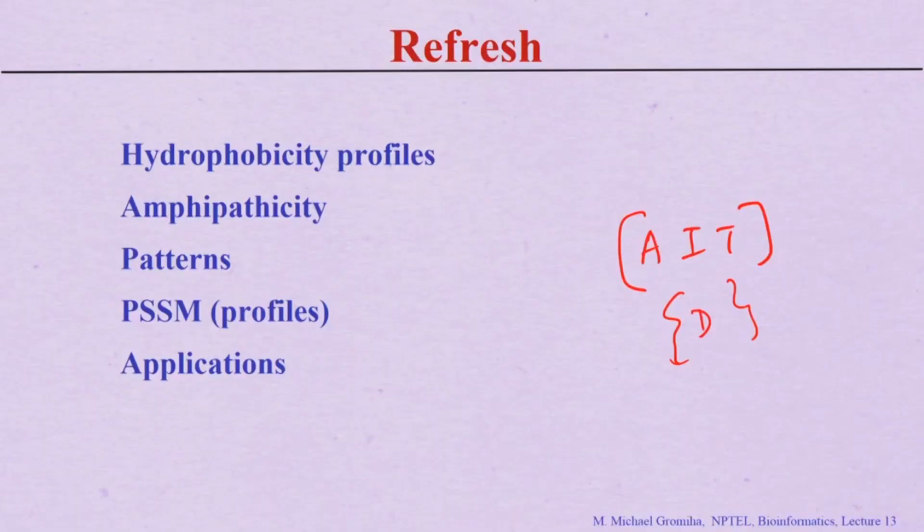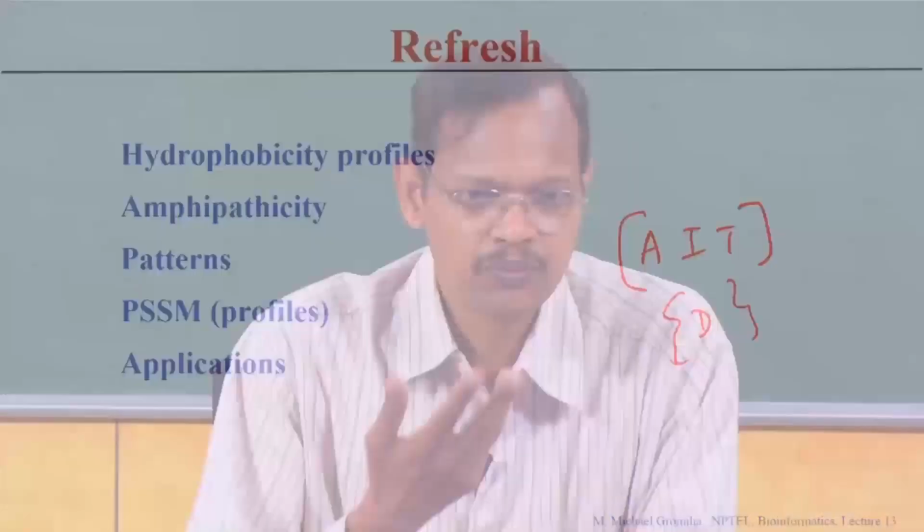Then we discussed the profiles, right, position specific scoring matrices or position weight matrices. How to construct the position weight matrix or scoring matrix? We take the frequency of residues. First we need the multiple sequence alignment. From the multiple sequence alignment we get the frequency, then we convert the frequency into this matrix by normalizing with the probability of residues, right.